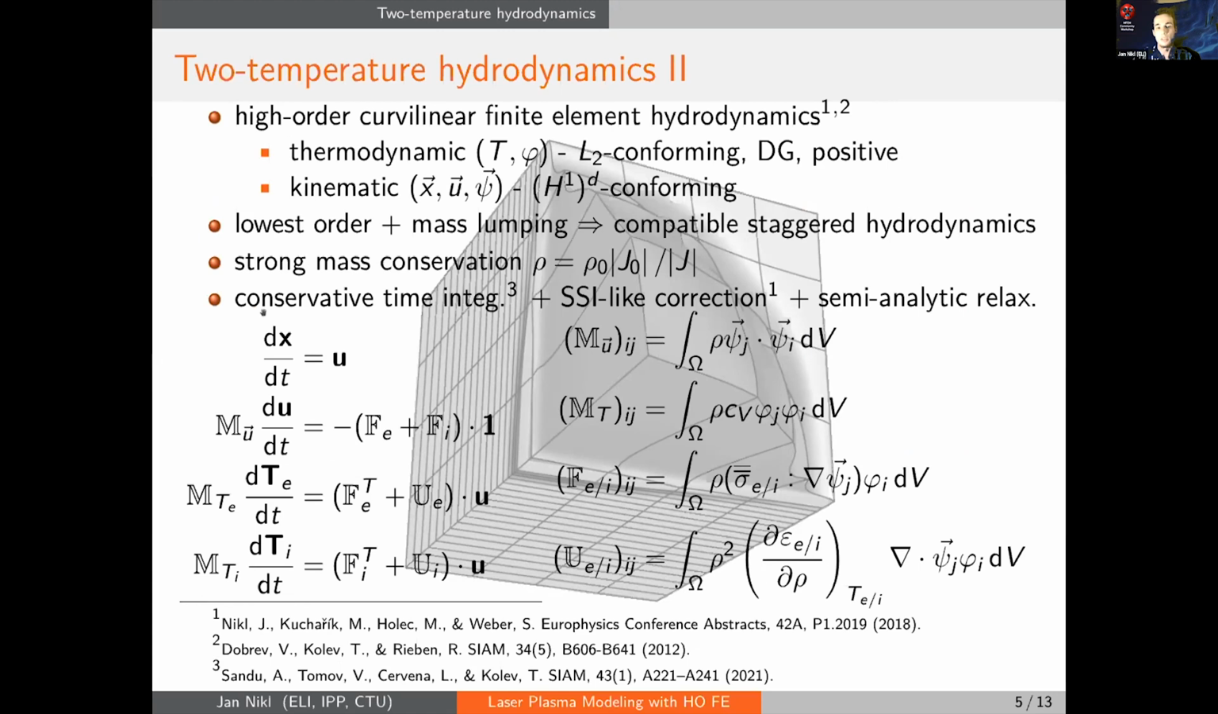Together then with the energy conserving time integration, we conserve momentum and energy, and that little trick with the temperatures is accounted for by this SSI-like correction. The temperature relaxation is then treated separately to not limit the time step.